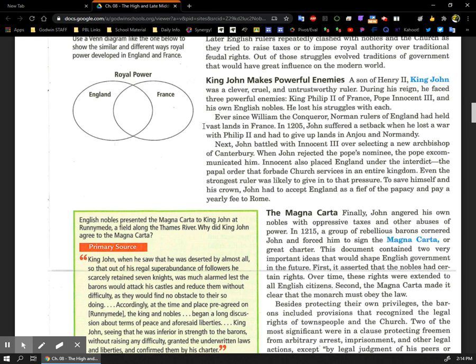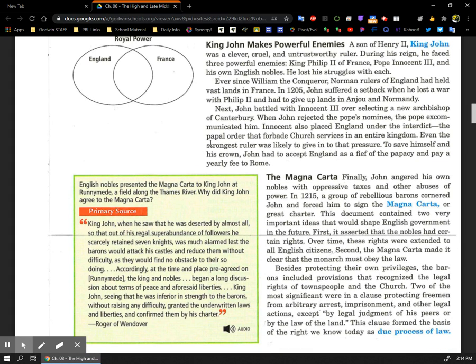A son of Henry II, King John was a clever, cruel, and untrustworthy ruler. During his reign, he faced 3 powerful enemies: King Philip II of France, Pope Innocent III, and his own English nobles. He lost his struggles with each. Ever since William the Conqueror, Norman rulers of England had held their vast lands in France. In 1205, John suffered a setback when he lost a war with Philip II and had to give up lands in Artois and Normandy.